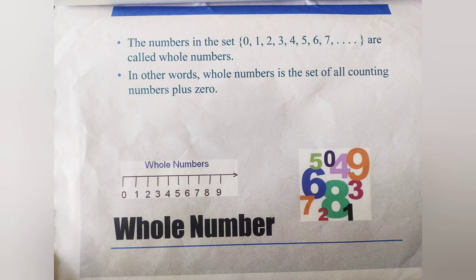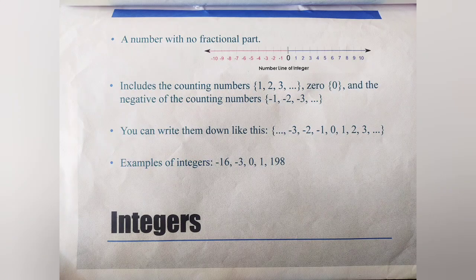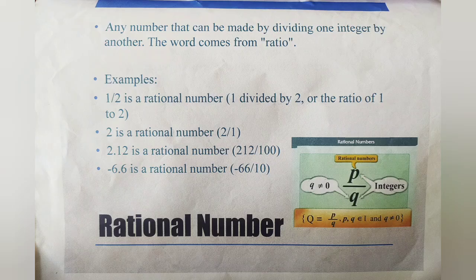After the whole numbers, there come integers. A number with no fractional part is called an integer, including the counting numbers, 0, and the negatives of the counting numbers, because we need a number that represents a negative quantity. So we put a minus sign before the natural number and the set becomes integers. In the picture, minus 16, minus 3 are negative integers, 198 is a positive integer.